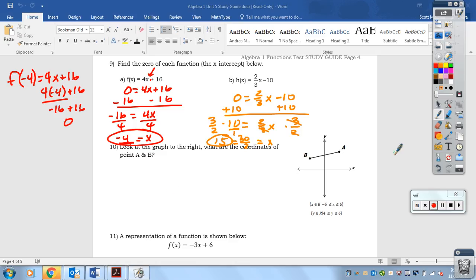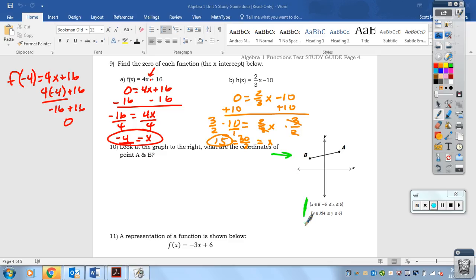Number 10. Look at this graph. What are the coordinates of A and B? Now it's tricky because there's no numbers written down here. You're not supposed to approximate. So you look at this graph and you think, how am I going to figure out what these are? And then you realize down here are the domain restrictions.